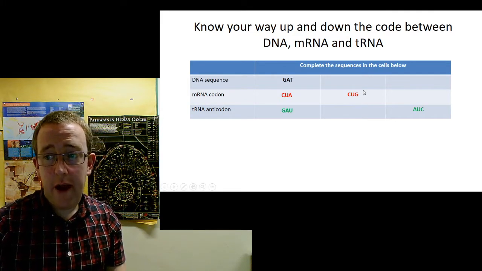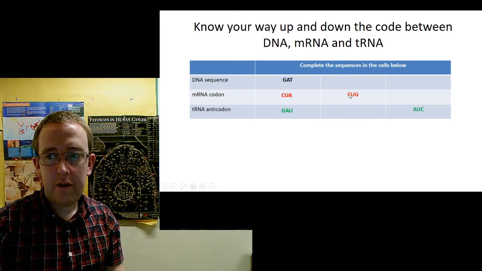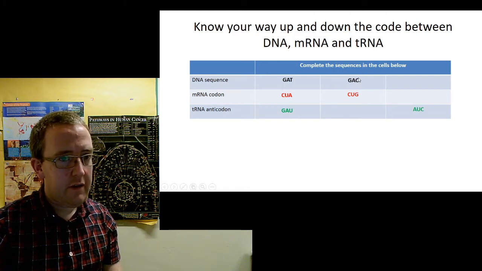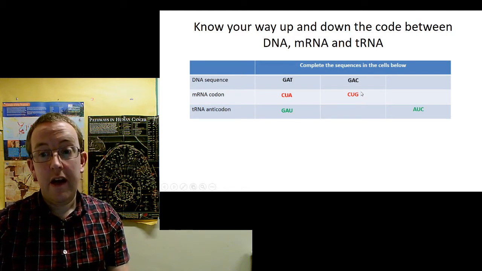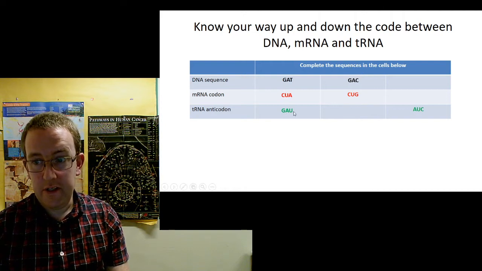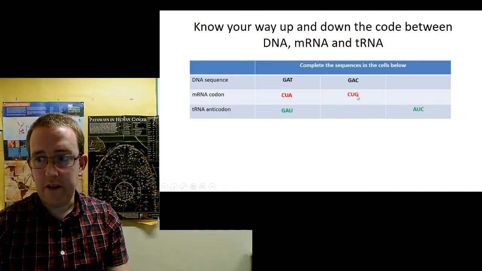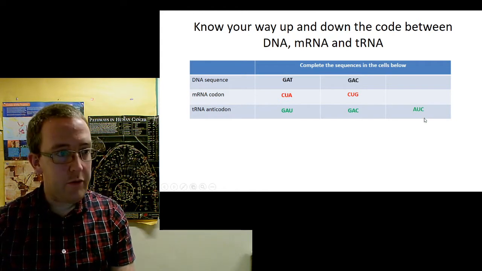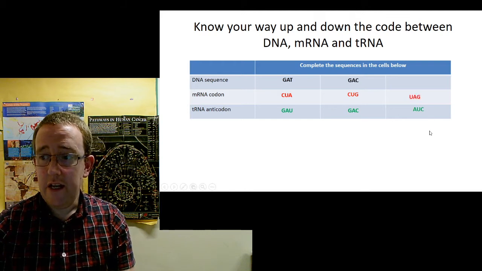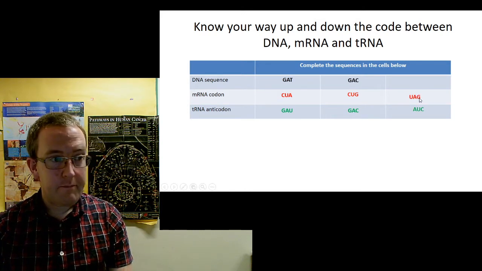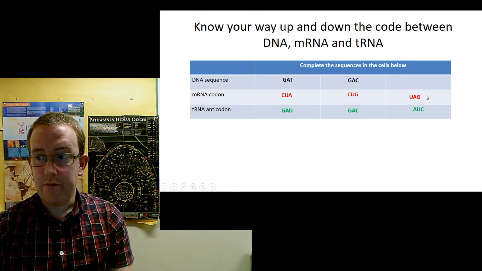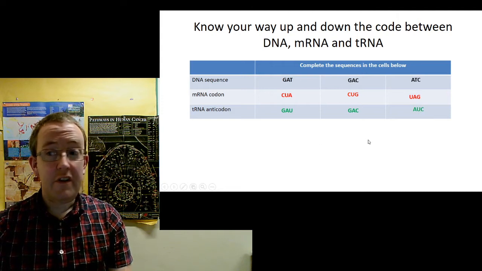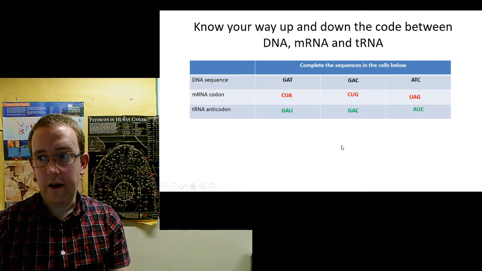Same with this one working backwards, CUG, okay, well C goes to G, U goes to A, and G goes to C. Okay, that's what they would be complementary to. And then working forwards, well, it's going to be the same, it's going to be GA, but in this case now it's going to be C and not U. Okay? And then working all the way backwards from the tRNA anticodon, AUC going backwards would be UAG. Okay? Be UAG, and going backwards from UAG would be ATC. Okay? Hopefully it's clear how we got to that, but you can work out how that works. Right?